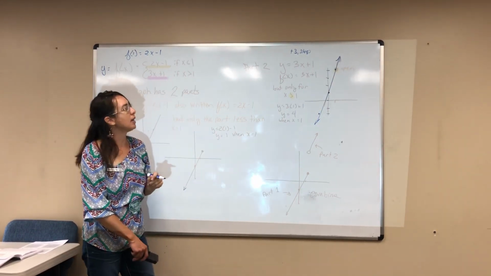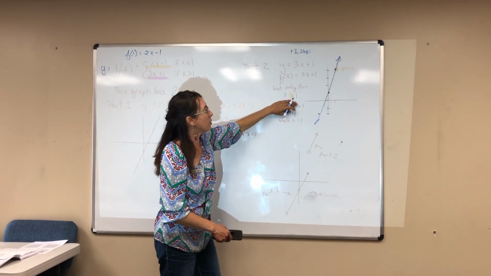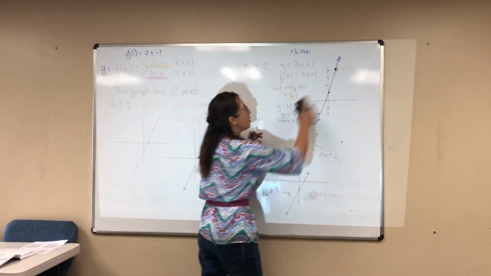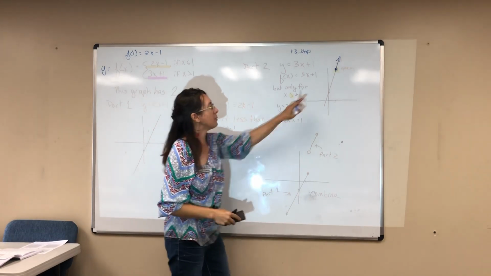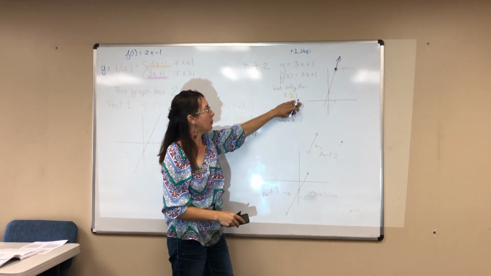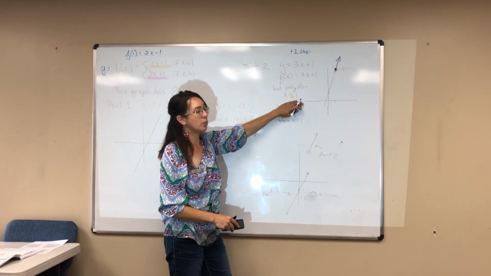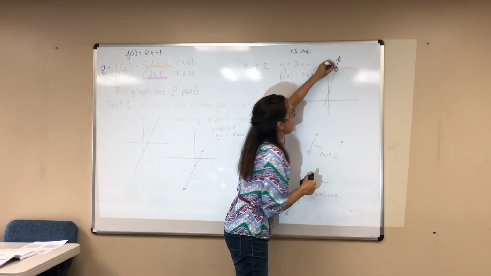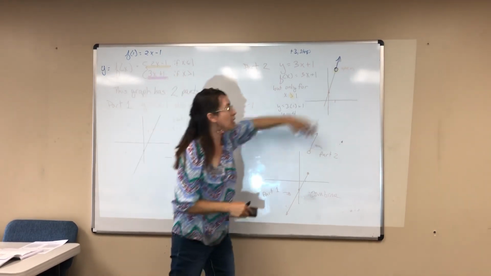Do I want the whole line? No. I only want to deal with values greater than 1. So I'm going to find my 1, and I'm going to erase everything behind it. Now I'm going to address my circle. Should it be open or closed? It's greater than 1, not equal to. So I'm going to have an open circle right there because it's not equal to it. But then it goes on.